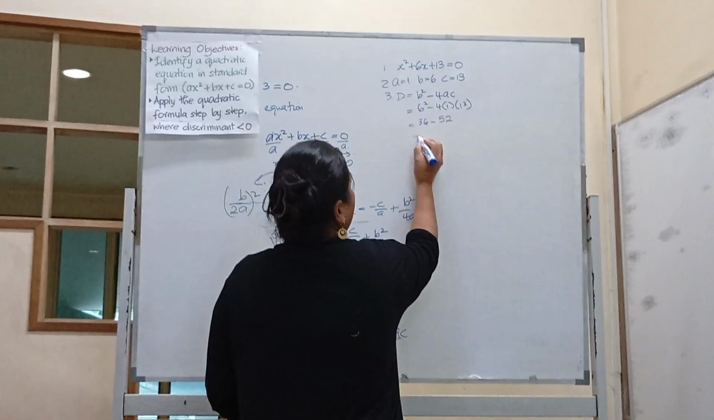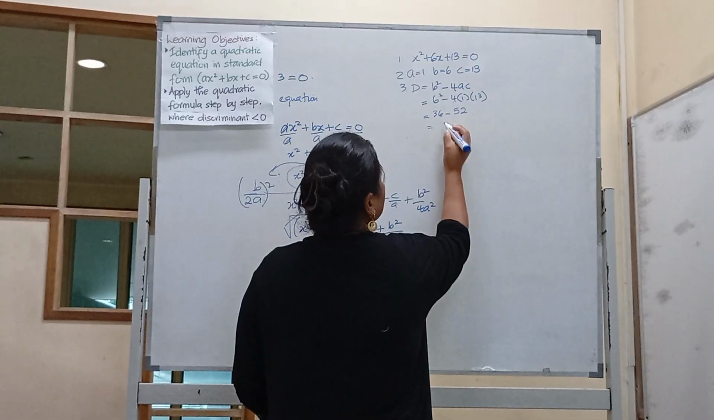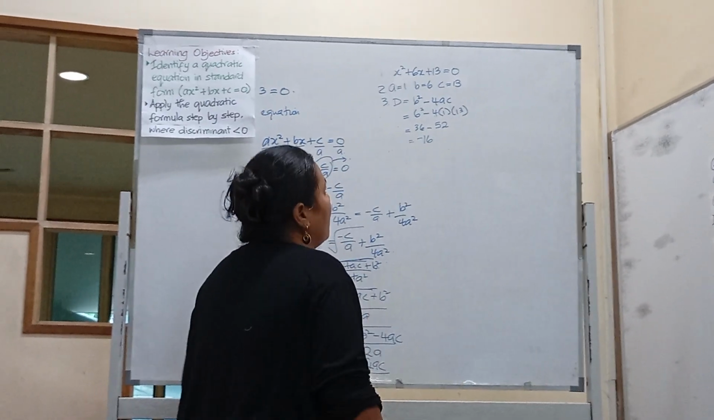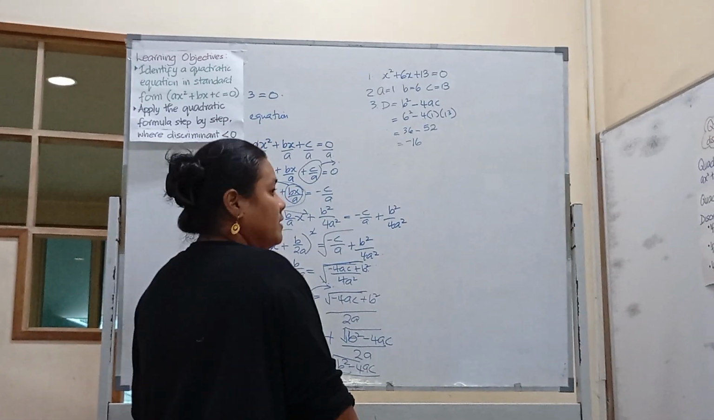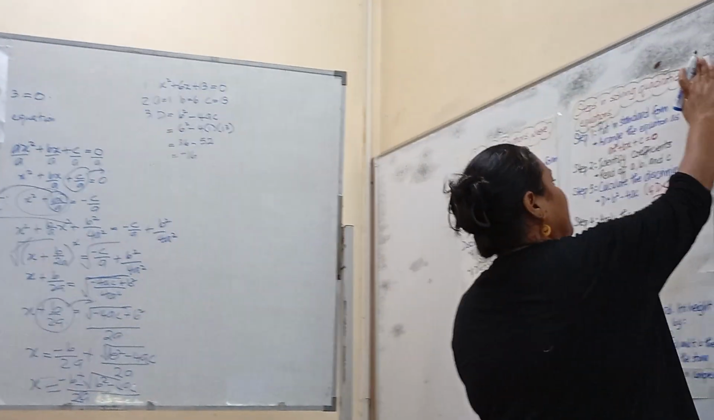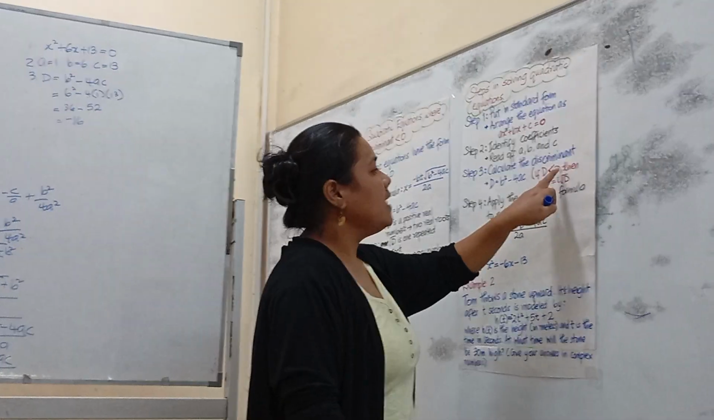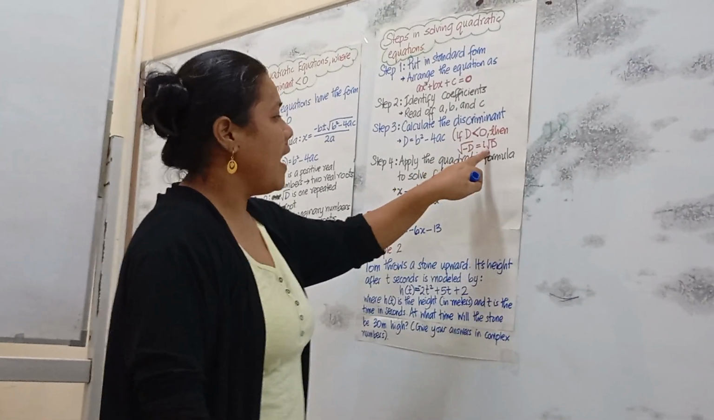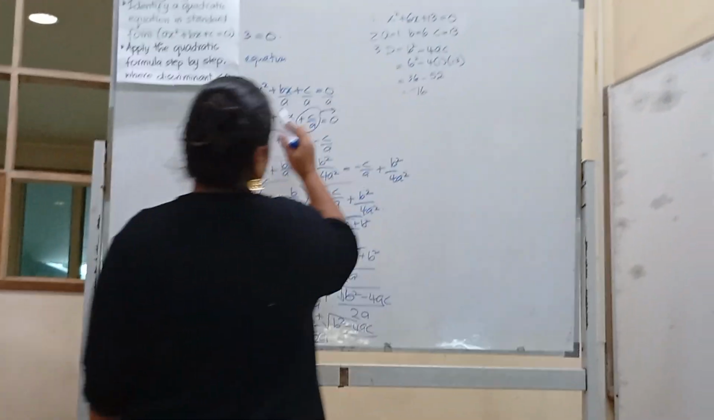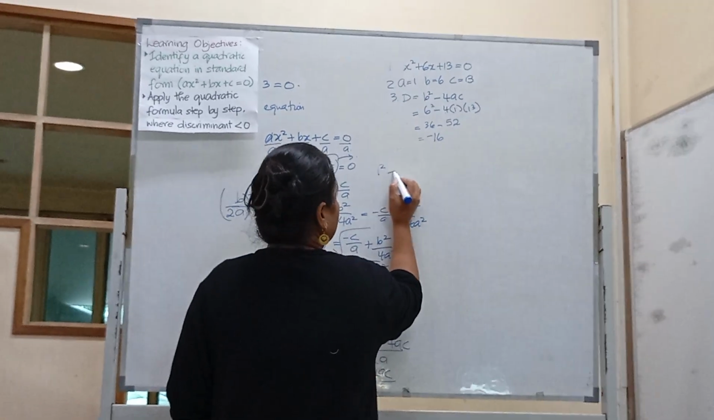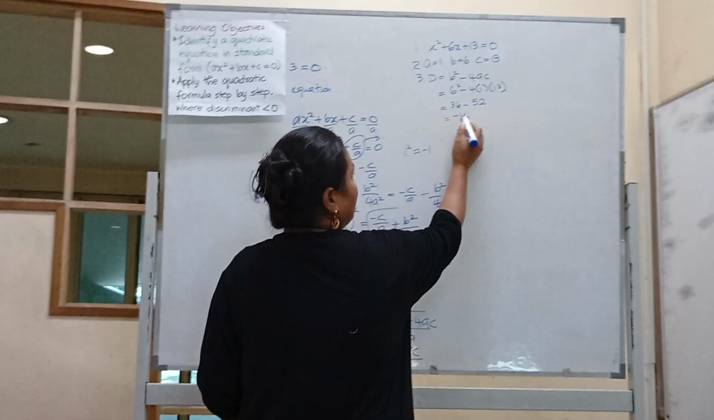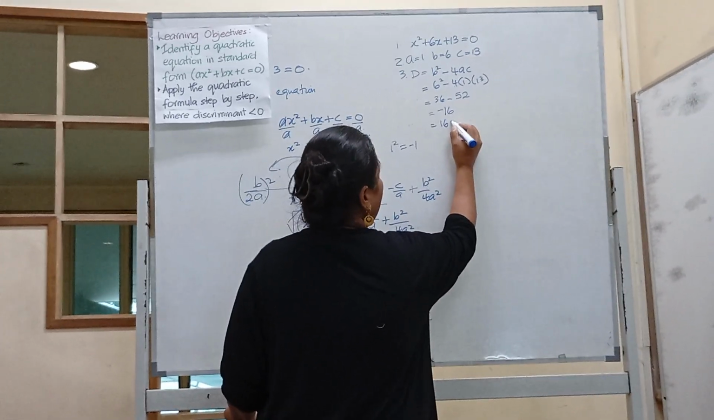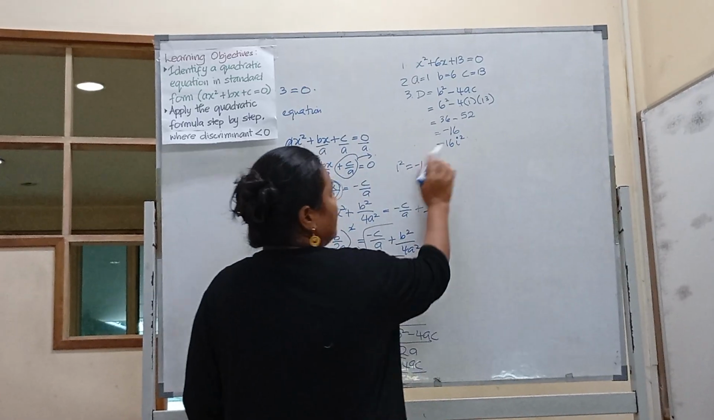52. And the answer, 36 minus 52? Negative 16. Okay, negative 16. And if D is less than 0, then the square root of the negative discriminant involves i. And we already covered yesterday that i squared is equal to negative 1. So here we have 16 i squared. Is it clear?